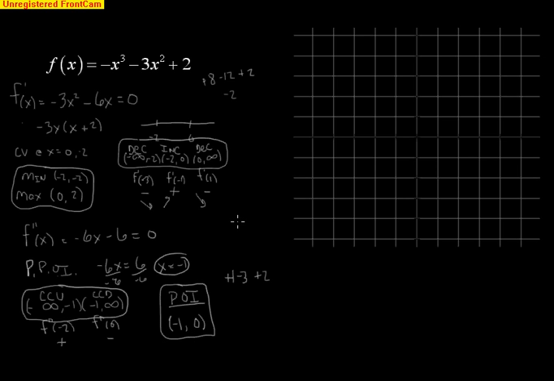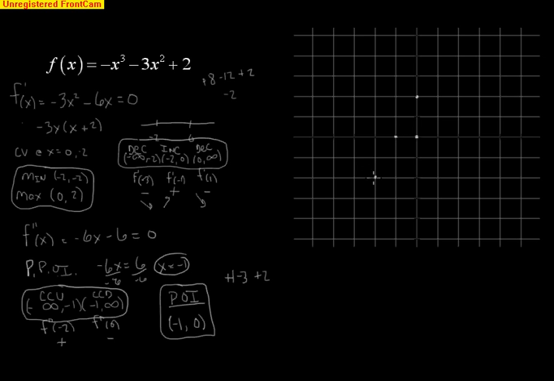Alright, so knowing the points, I'm going to plot the points here. With this being the origin right here, I know that at negative 1, 0, I have a POI. And then I know at 0, 2, I have a max. And then I have a min at negative 2, negative 2. So those 3 points are on the graph.